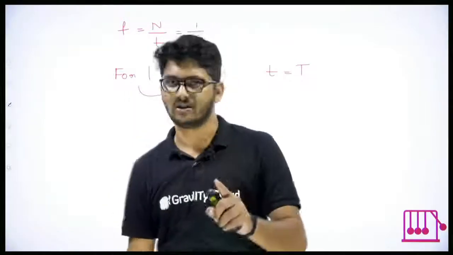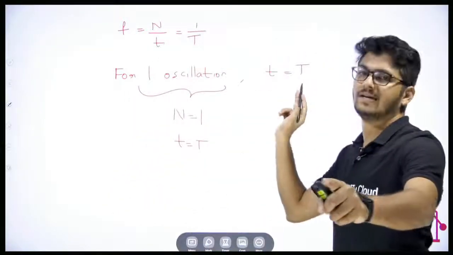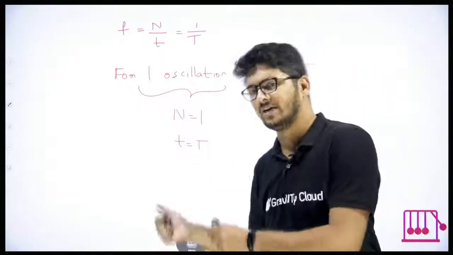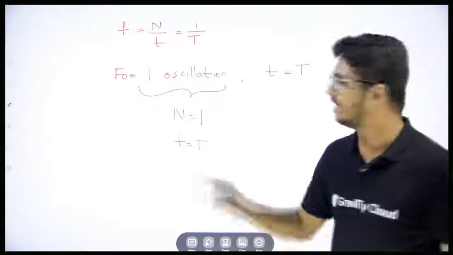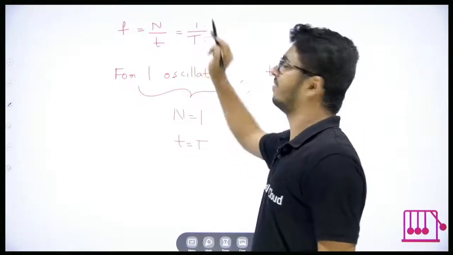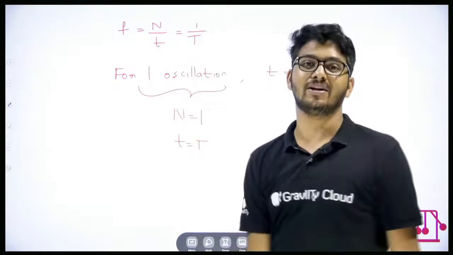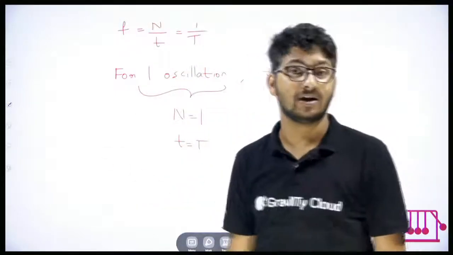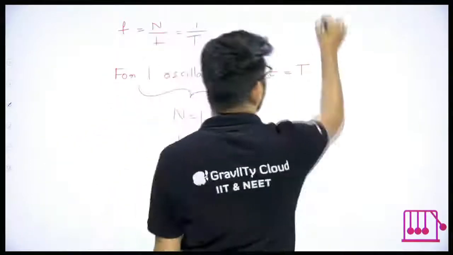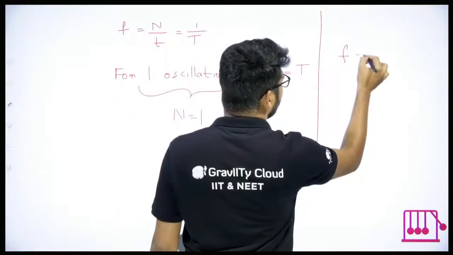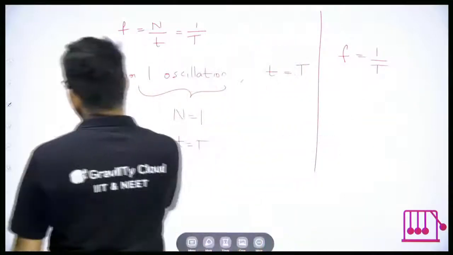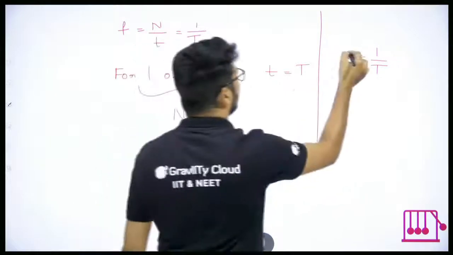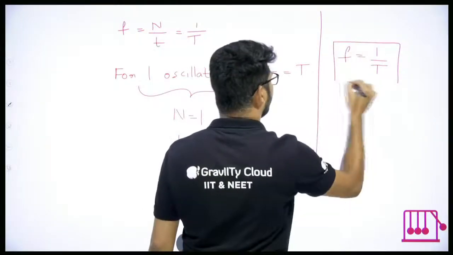For one oscillation, what is the time taken called? It is called time period. So when N is equal to 1, the time taken is the time period. If I use them here, in place of N 1, and in place of time the time period, we get an interesting formula between frequency and time period. What is that formula? Frequency is equal to 1 by time period. It's a very important formula.